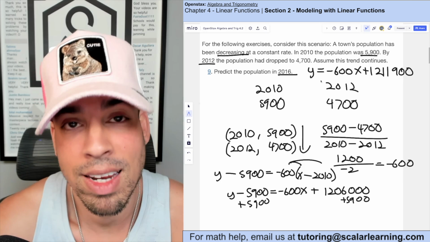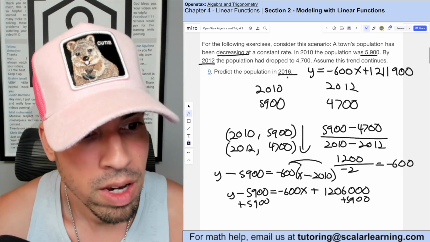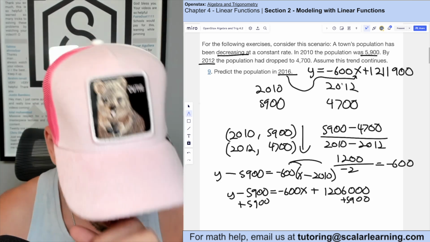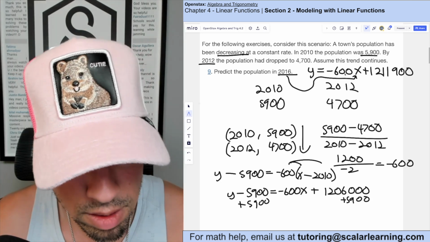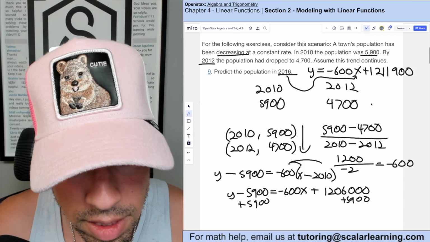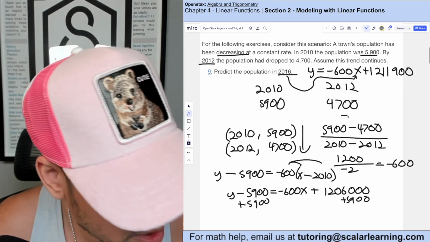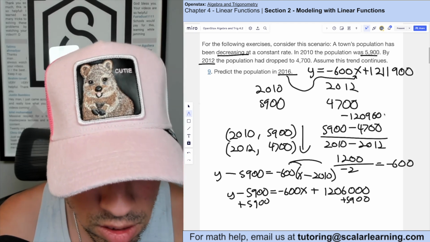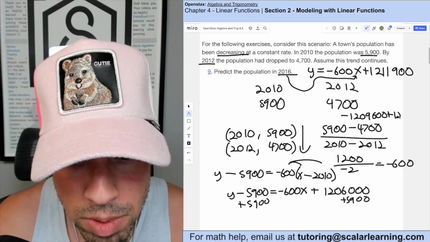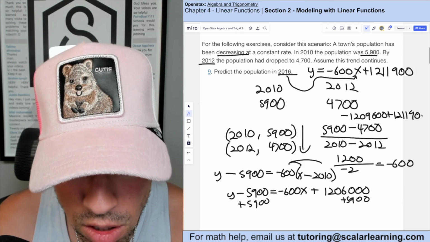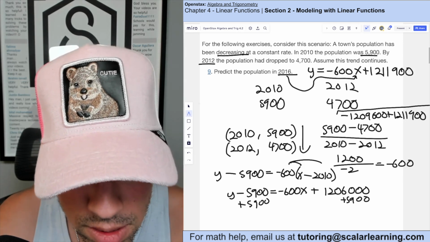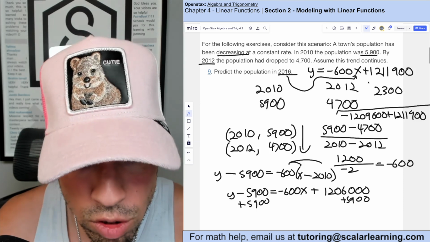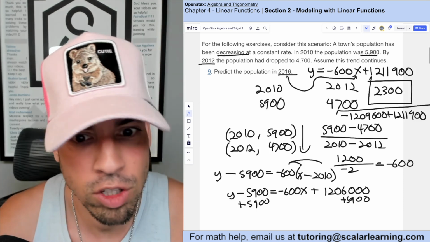So now I can plug in any year I want and get my answer. So here I can plug in 2016 and I should get my population. So when I multiply 2016 by negative 600, I get negative 1,209,600 plus 1,211,900. Last but not least, let's combine these guys together. And I get a final answer of 2,300. So this is the population in 2016.